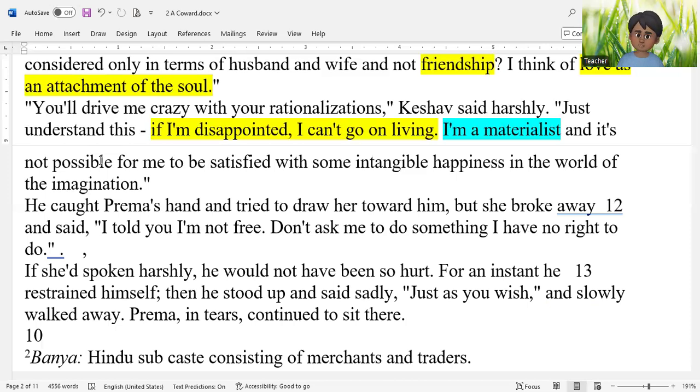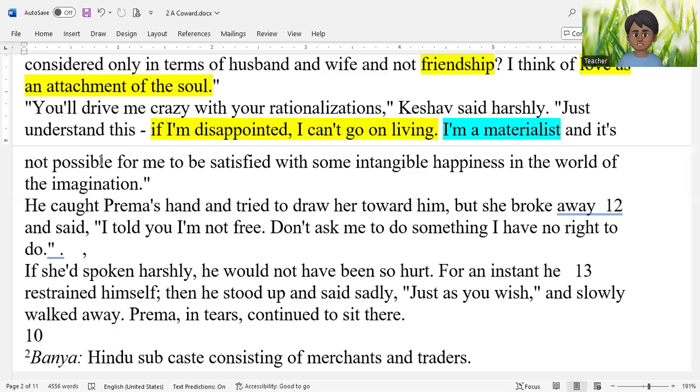Now, earlier I said this story is remarkable for many types of conflicts. And we talked about conflict between old traditions and new ways of life. Now here is another conflict. As I told you earlier, Prema is an idealist. Now Keshav says he is a materialist. Now what is the difference between an idealist and a materialist? For an idealist, soul is important. For a materialist, body is important.